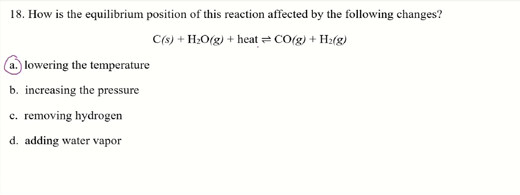Because heat is written as a reactant, all we're saying is this is an endothermic reaction. This reaction requires heat, and that's going to absorb heat. That's a trademark of an endothermic reaction. So if we remove the heat or we lower the temperature, the system, which was at equilibrium, will try to increase the heat, right? In other words, it's going to favor the reactants. It's because it's going to try to undo that change that you just did to the system. All right, so lowering the temperature is going to favor the reactants.